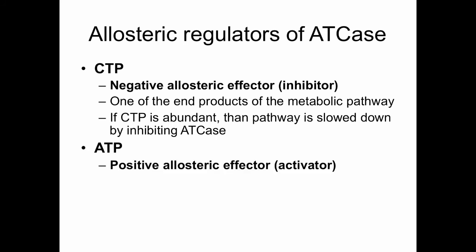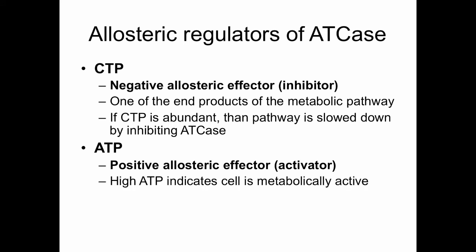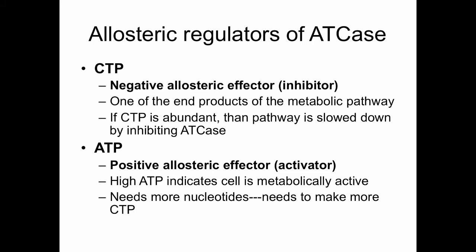ATP is a positive allosteric effector, so it's an activator of ATCase. High ATP indicates the cell is metabolically active. Because it's more metabolically active, the cell needs more nucleotides, and so it needs to make more CTP.